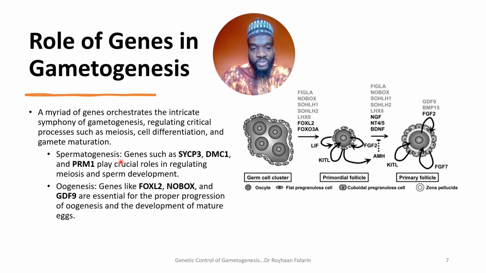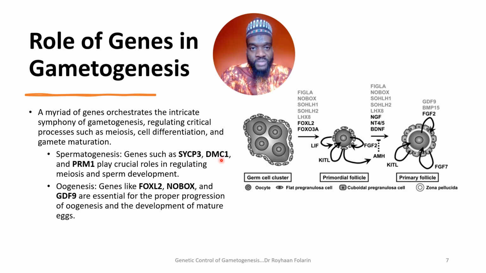And in spermatogenesis, for example, genes such as the SYCP3, which stands for the synaptonemal complex protein 3. So it's a protein that is involved in the formation of synaptonemal complex during the meiosis. And this complex plays a very crucial role in the chromosome pairing and recombination.